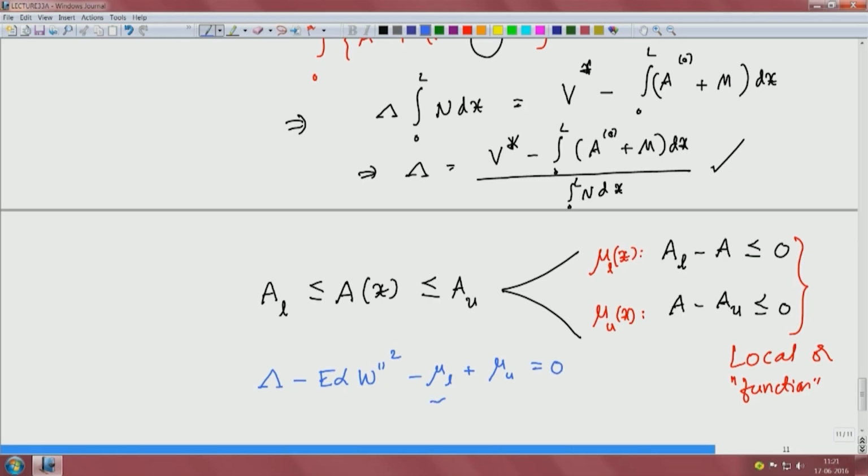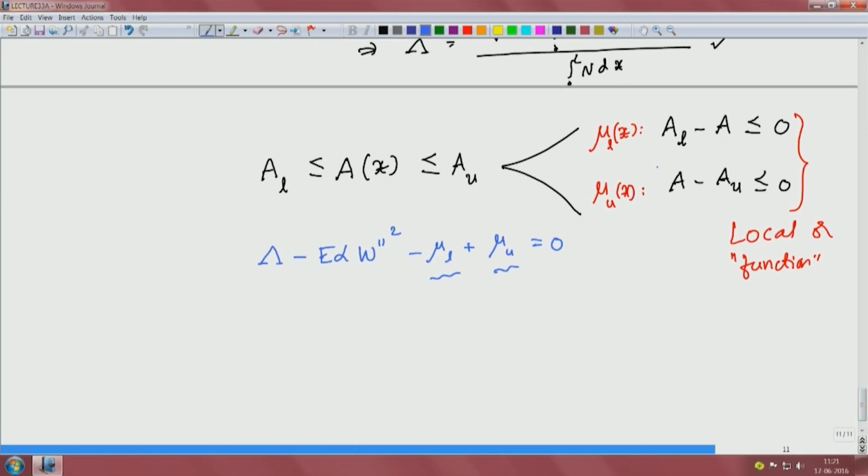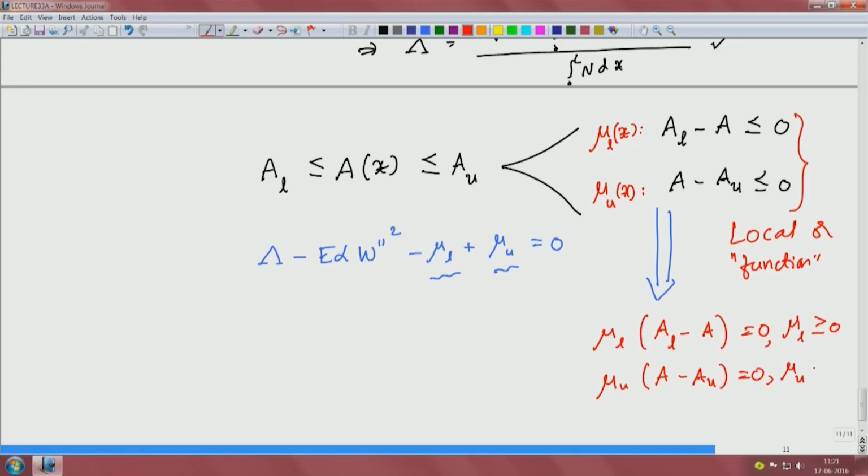Now, we do not know this mu_L and mu_U. When do they come? Because we also have complementarity conditions that come from these constraints, right. That is, we will have mu_L times A_L minus A equal to 0. Since they are less than or equal to, we want mu_L to be greater than or equal to 0, and then mu_U times A minus A_U equal to 0, and hence we get mu_U is greater than or equal to 0. That is, these two functions that we have here can only be non-negative, they cannot be negative. That is what these things illustrate. So, we have to find them.